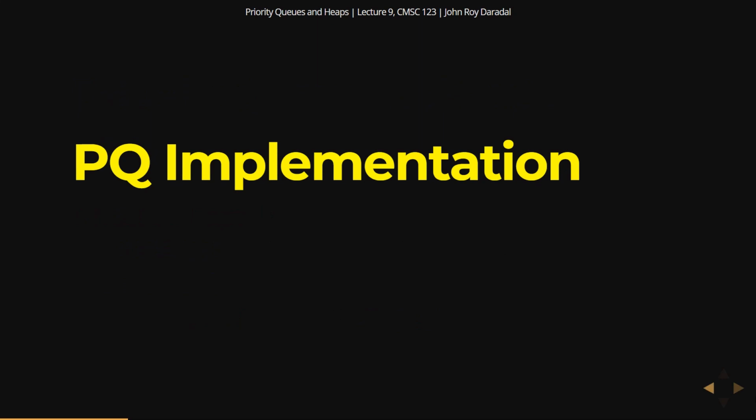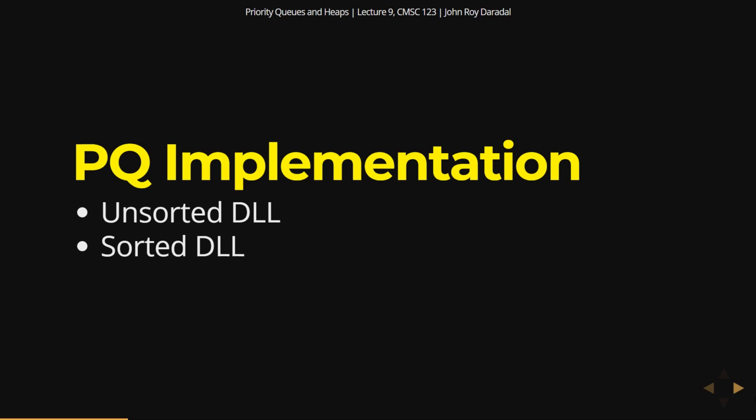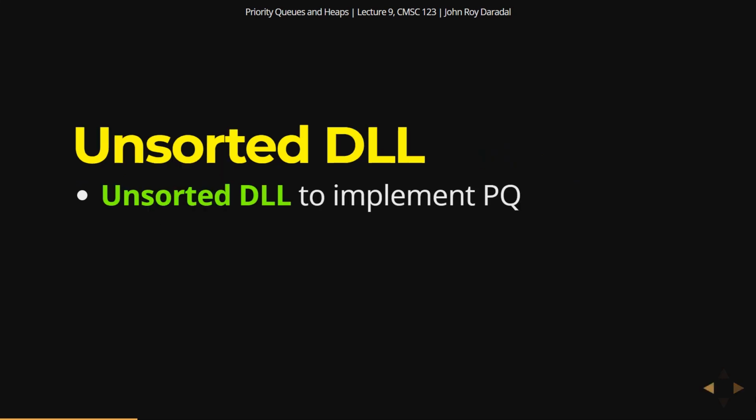Okay, next let's look at how to implement the priority queue. So we'll look at two main implementations, and that would be the unsorted DLL and the sorted DLL. So this is not about array versus DLL anymore. So we'll stick with DLLs for our implementation, and what we will compare would be the unsorted version and the sorted version. Okay, so let's start with unsorted DLL.